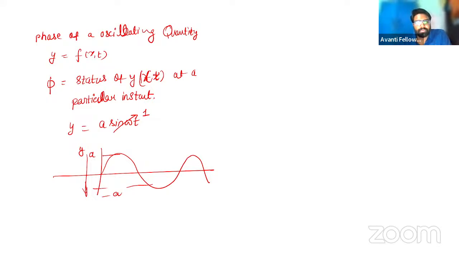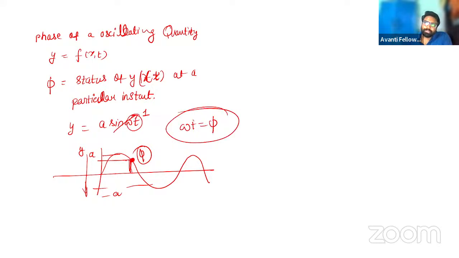Now what is phase in here? Let's say at a particular instant of time we are here and we want to calculate the magnitude of this particular function y at this time. It can be known only by phase, because phi here is nothing but this omega t. So at a particular instant, the value of y will be decided by this omega t. What is the time at that particular instant?